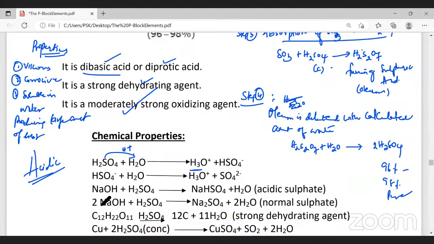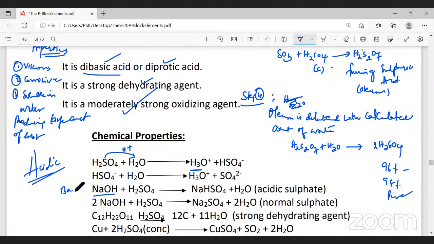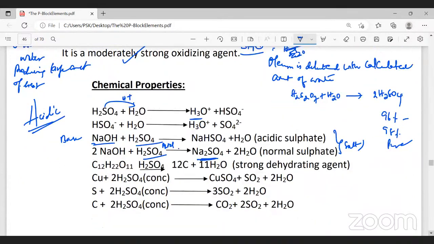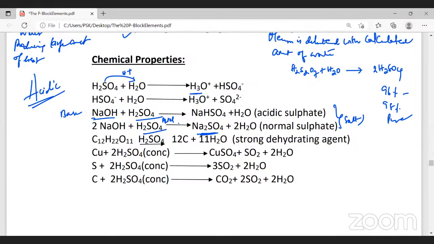Again, we know that NaOH is a very well-known base. When H2SO4 is allowed to react with NaOH, we get sodium bisulfate. Finally, we get sodium sulfate. This sodium bisulfate and sodium sulfate are salts. This is an acidic salt and this is a normal salt. If NaOH is basic and salt is formed, that means the nature of H2SO4 should be acidic. So these two reactions prove that H2SO4 is acidic in nature.